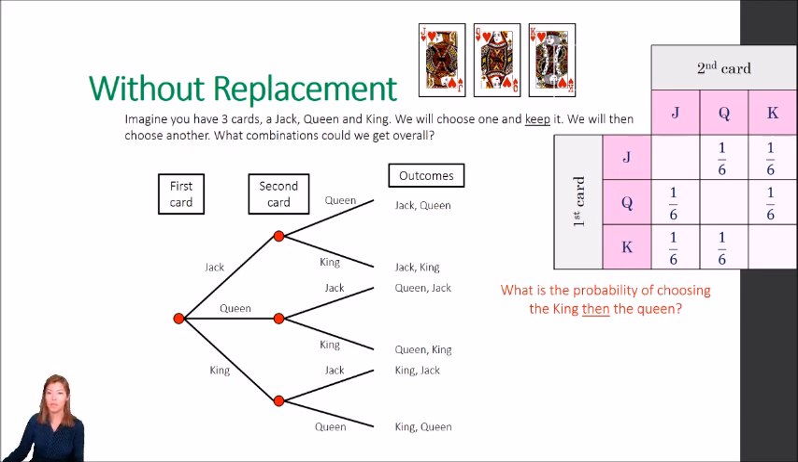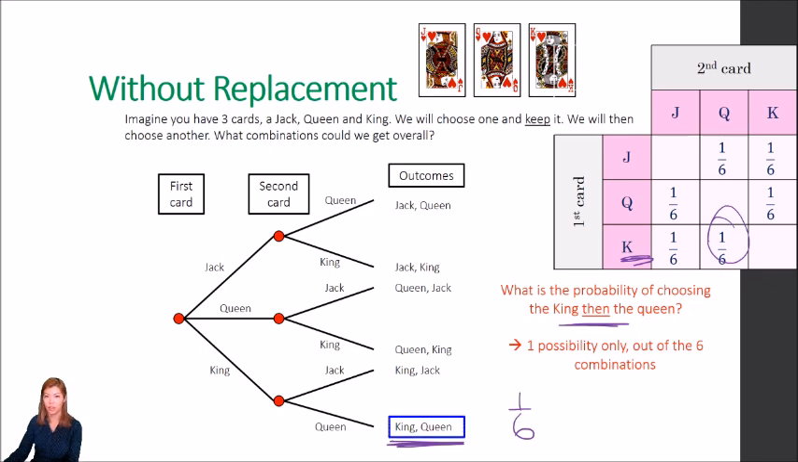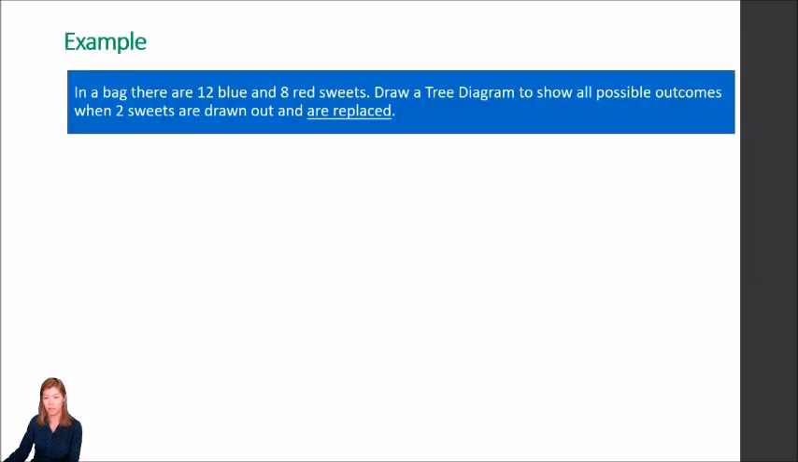What is the probability of choosing the king then the queen? Is this the same question? No, because we don't want queen or king. We just want the king first and then the queen second. So we only have 1/6. We're fussy this time. So the probability of getting that solution is a lot smaller, 1 out of the 6.